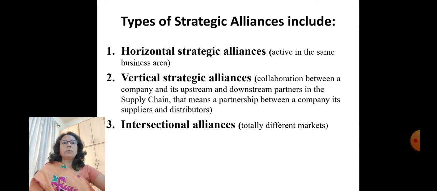So there are different types of strategic alliances, which include horizontal strategic alliance, vertical strategic alliance, and intersectional alliances. Otherwise, there's one more classification, which includes joint ventures, equity alliances, and non-equity alliances. So we'll look into both of it. Let me just explain the division that is made, wherein types of strategic alliances.